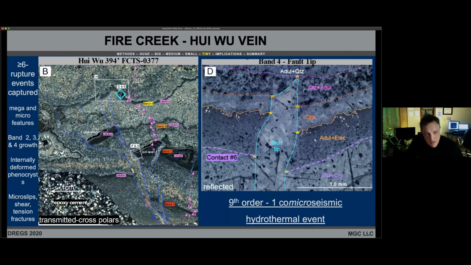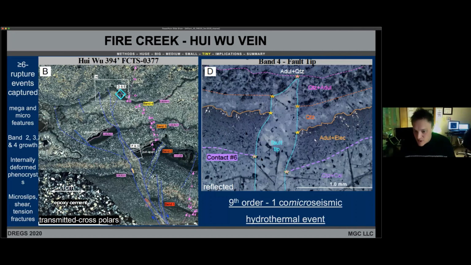The final little fault tip is in the photomicrograph at the right, reflected light. What we're actually seeing is the very tip of that microstructure as it propagated up. Hopefully everybody's seen my hands. I talk with my hands a lot. Propagating through that final mineralized band. You see the adularia electrum, the little growth, and one can argue the little fractal dendrites forming.